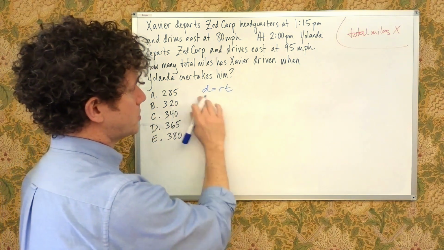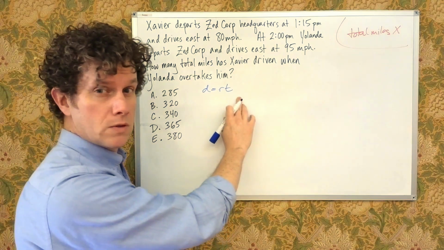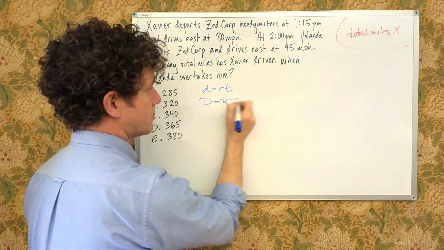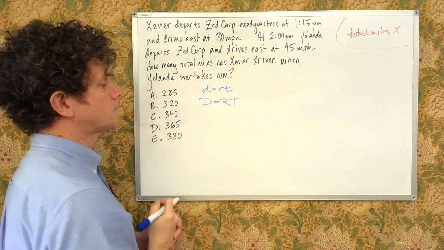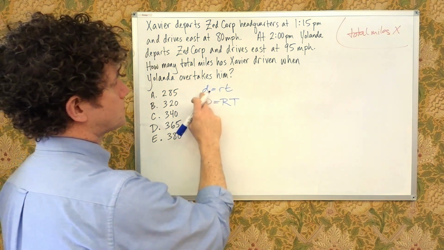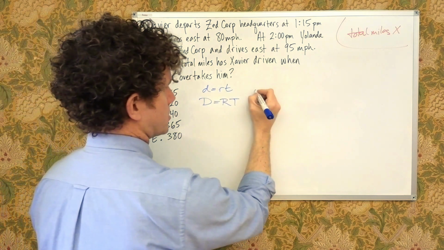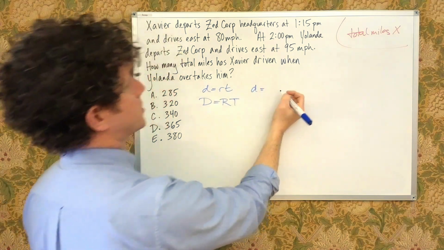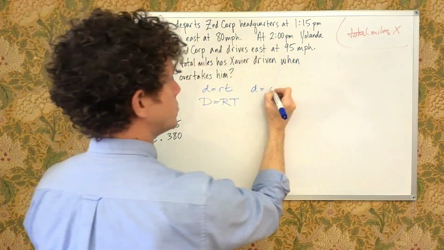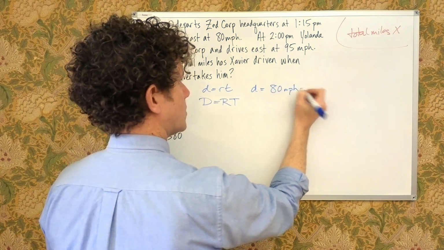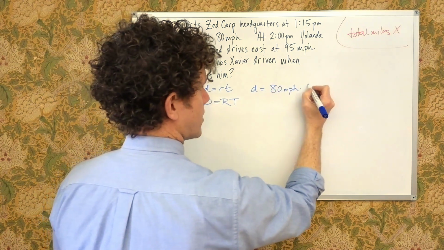I love to look at it. I know exactly what I'm doing. So let's use lowercase letters for Xavier because he's going a bit slower. And we'll use uppercase letters for Yolanda. She's going faster. So when Xavier's driving, he's got some distance, which we don't know, and he's got a rate, which we do know, 80 miles per hour. And, well, how long does he drive? Well, we don't know that either.